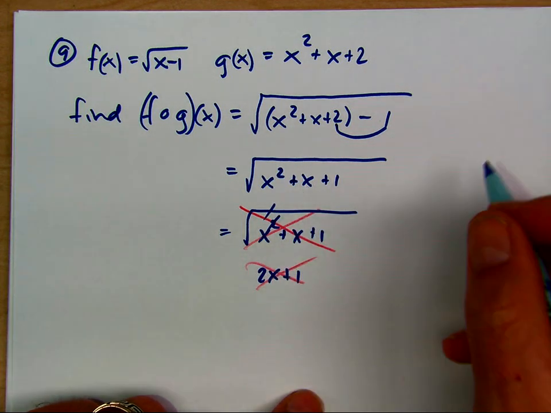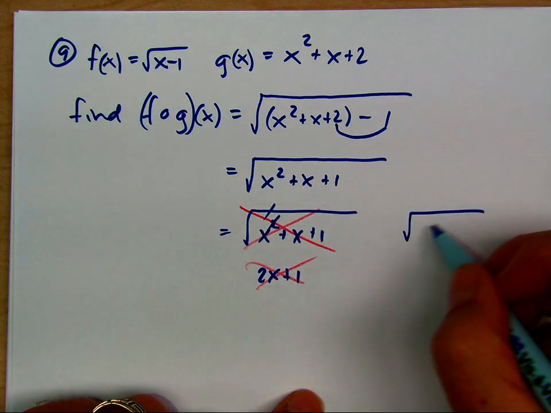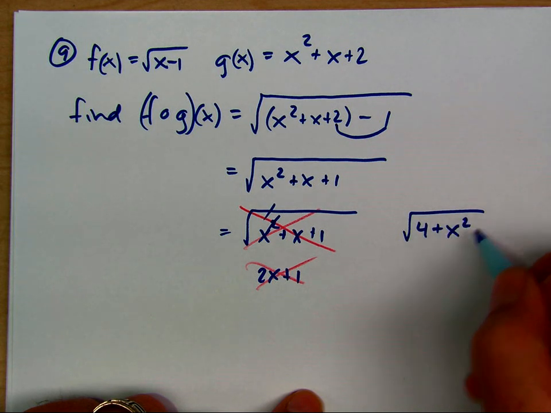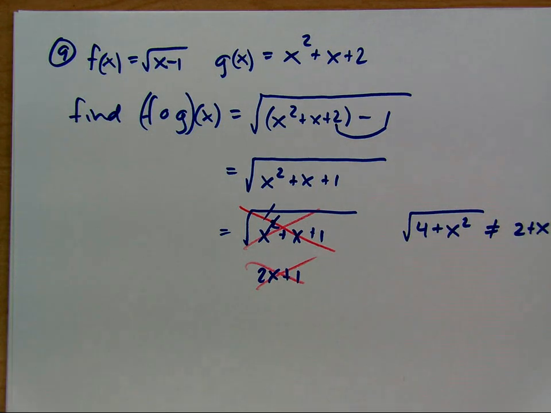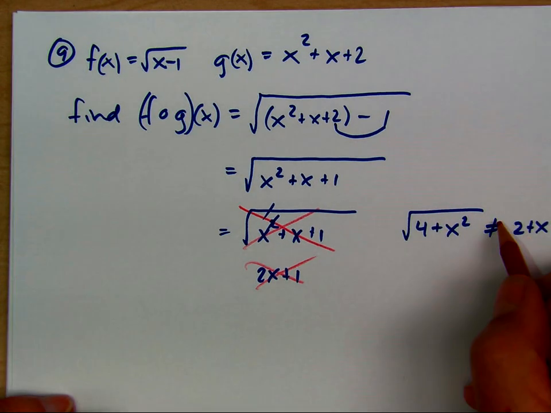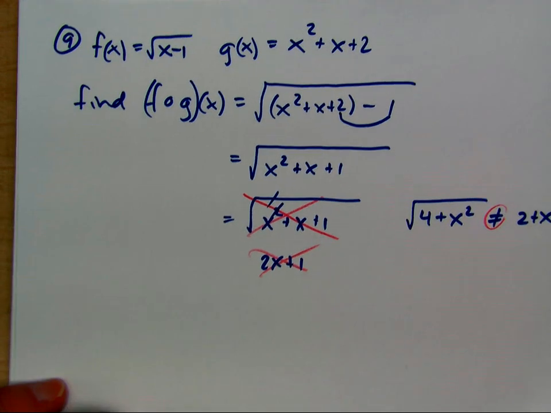We also can't do things like this, even if they were squares. This is not this. So we can't square root the terms. So make sure you know that that's not how to do it.